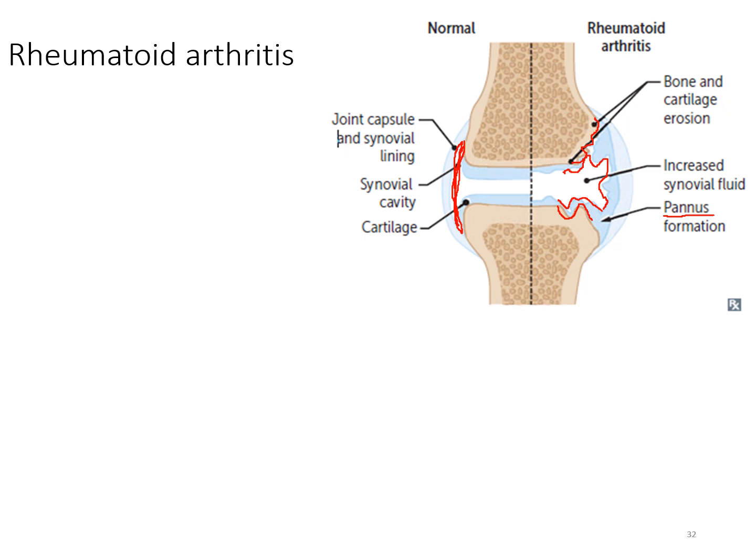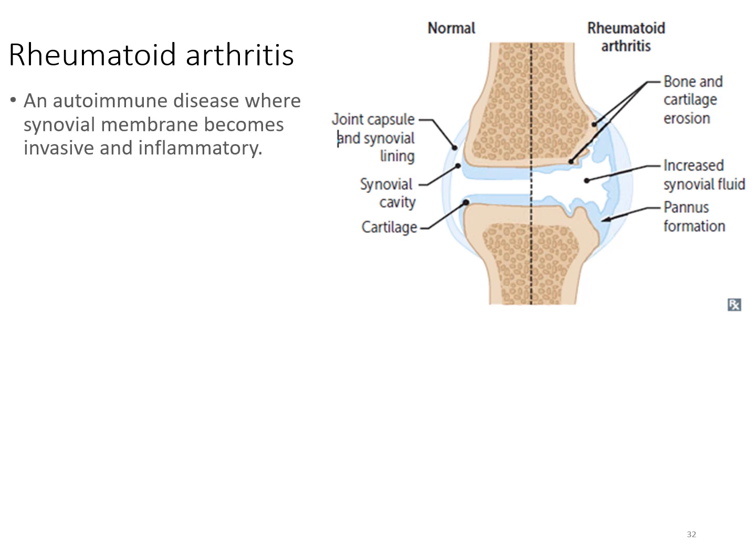So that's the mechanism. And now the thing with this being an inflammatory response, it's not restricted to just one joint in the body. If you've got rheumatoid arthritis, it will affect all of the joints, all of the synovial joints in your body get affected, okay? Some more than others. All right, so it's an autoimmune disease where the synovial membrane becomes invasive and inflammatory. Good, which is what I've just said. It's progressive and irreversible, but it is eminently treatable.